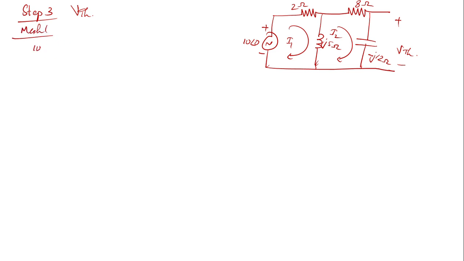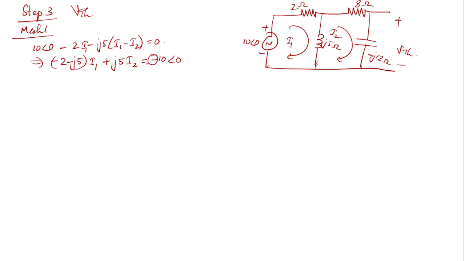You have 10 angle 0 minus 2 I1 minus j5 into (I1 minus I2) is equal to 0. Or I can also write it as (minus 2 minus j5) into I1 plus j5 into I2 is equal to minus 10 angle 0. As I had already mentioned, it's always better to avoid this negative sign along with this polar format, so I'm just going to multiply throughout with the negative sign. You can see that I got this value as positive, and this is my first equation.